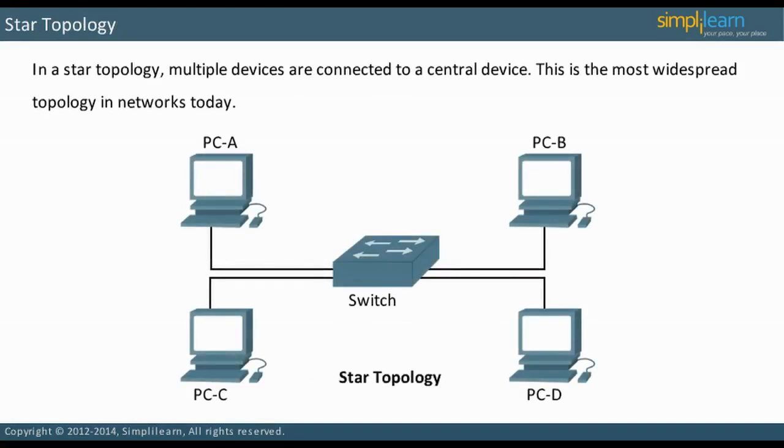The image on the slide depicts that in a star topology, multiple devices are connected to a central device or hub. If one centrally located device fails, all devices connected along that branch lose connectivity. There are no backup devices. Devices A, B, C, and D are connected to a hub, that is, a switch. If there is a failure in the switch, all the connected devices will be affected. This is the most widespread topology in networks today. In the next slide, we will look into the full mesh topology.